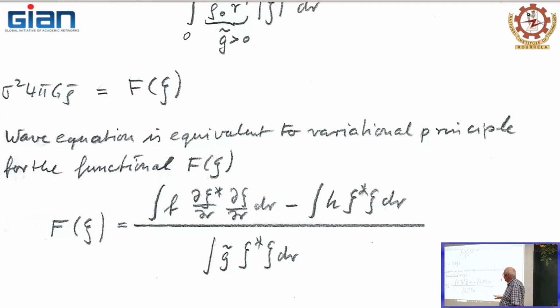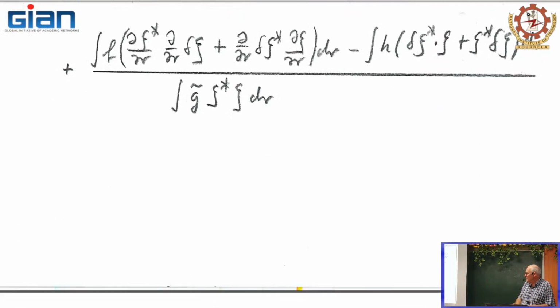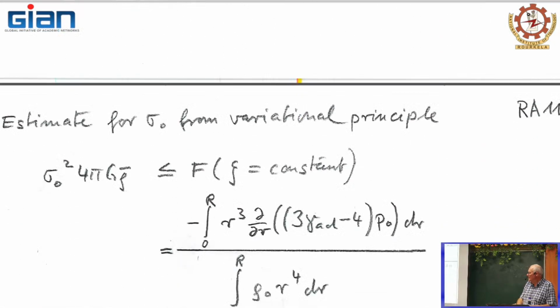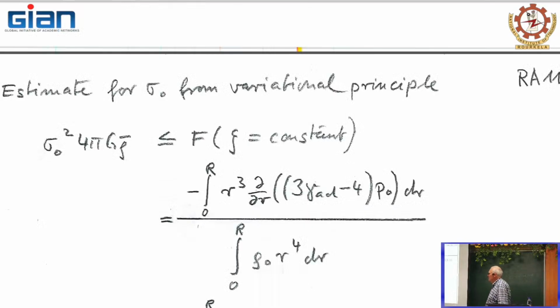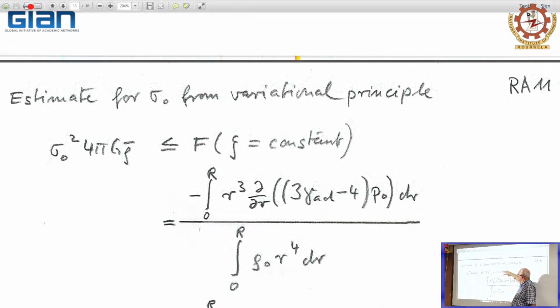So what we are left with is an expression which only involves the function h and g tilde. And the function itself, zeta, has dropped out of the integrals. So sigma naught squared is smaller than the value of the functional for any zeta, for instance, for given zeta equal to constant. So what is left is the function h.